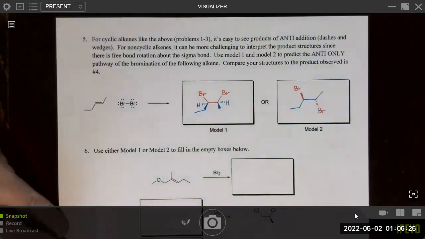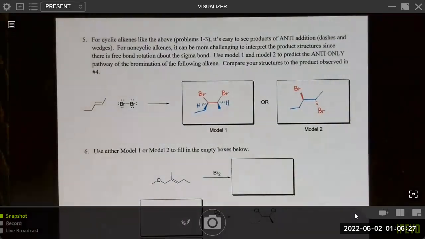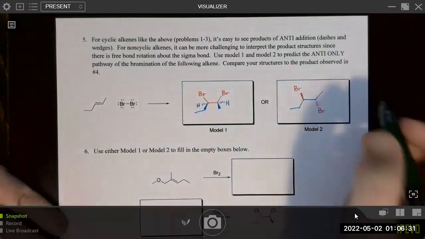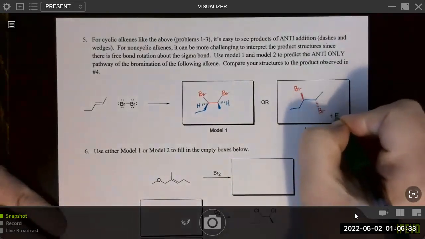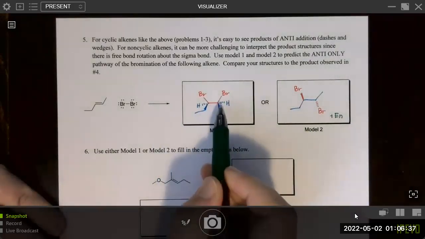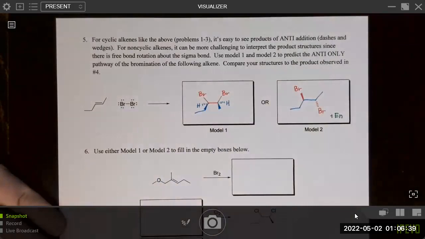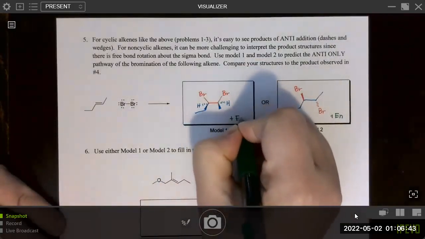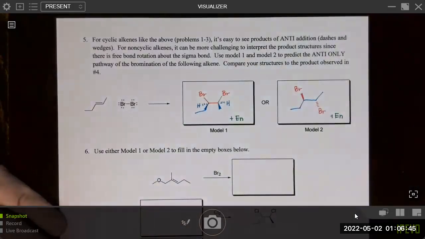Would we also get the enantiomer? Yes, we can also get back, front, forward, just equal probability. This one also has 2 chiral centers being formed here. Would we get the enantiomer? Absolutely. That would be the exact opposite at the 2 chiral centers.